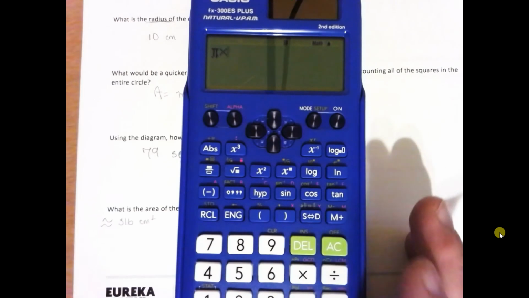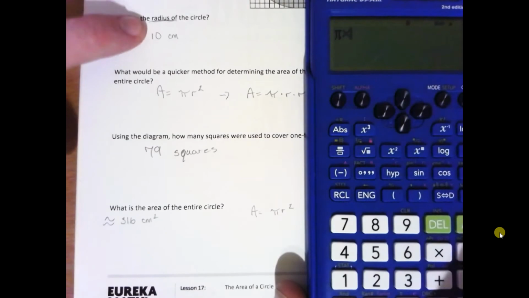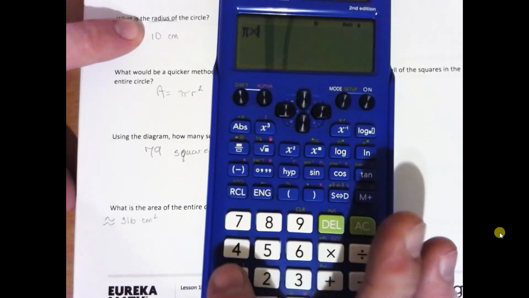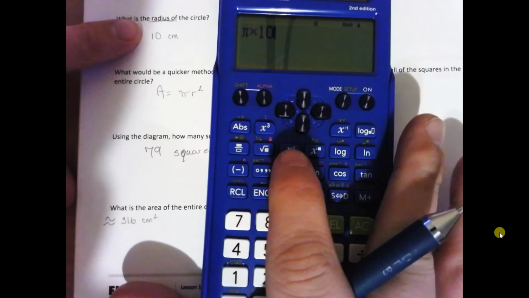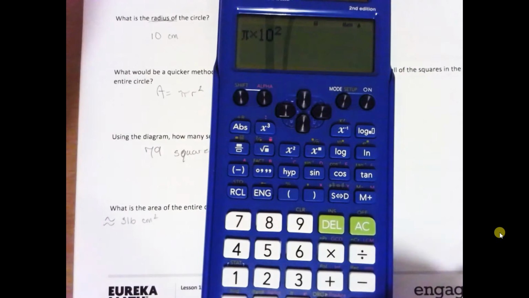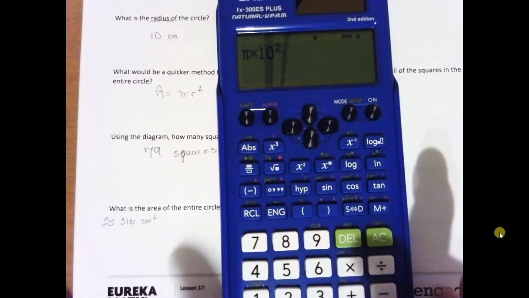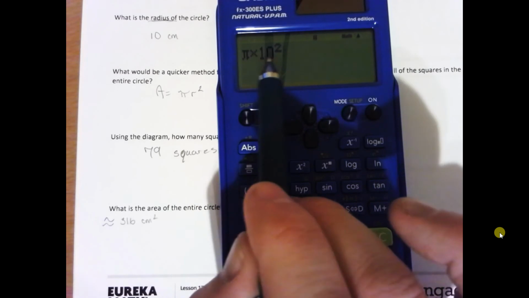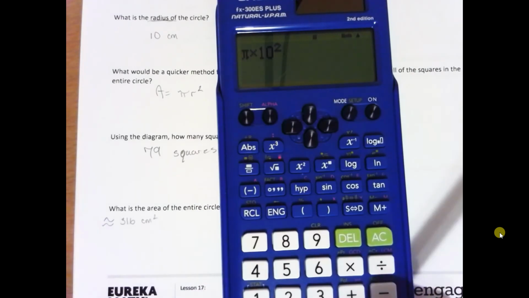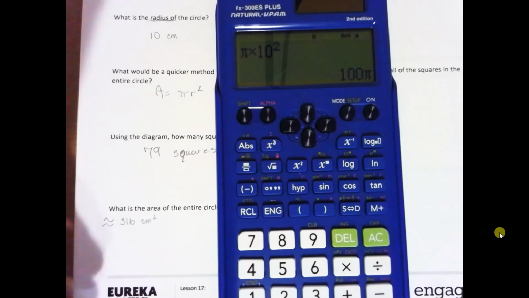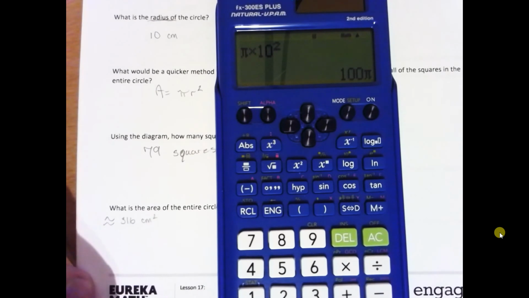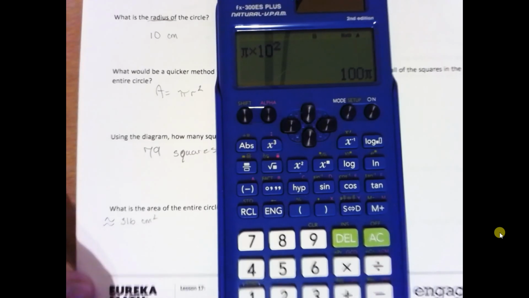Times, now what was the radius? Right, it's 10 centimeters. So we're going to do 10 centimeters, and we got to hit that little square button right there. So this is pi r squared. 3.14 times 10 squared. So we hit equals, and we get, see, it's telling me 100 pi. That doesn't do me any good, does it? 100 pi does not do me any good.